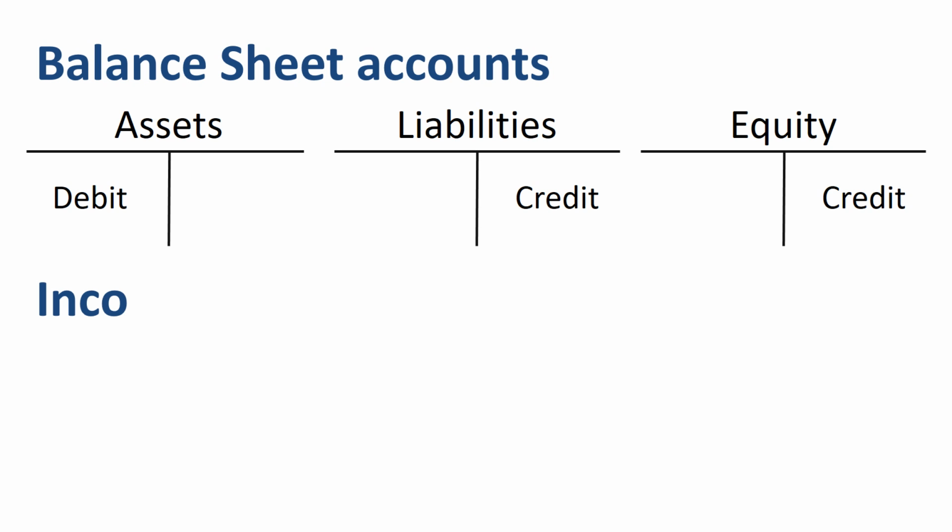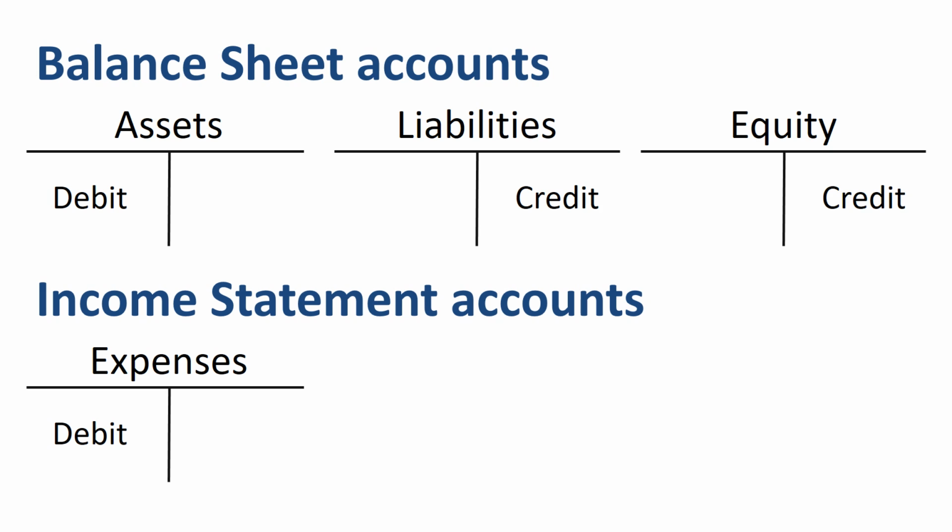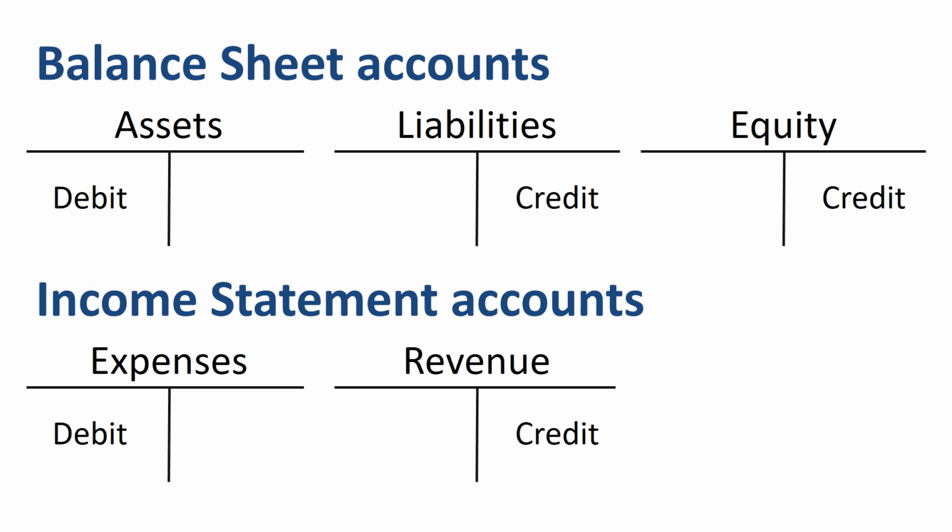For income statement accounts, we have two types of account. Expense accounts, where the natural state is for an expense account to have a debit balance. Revenue accounts, where the natural state is for a revenue account to have a credit balance. Expenses increase with a debit, revenues increase with a credit. Let's go through some journal entry examples for business transactions to illustrate that.